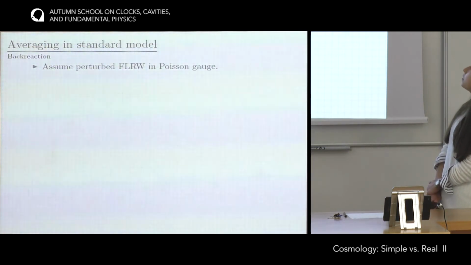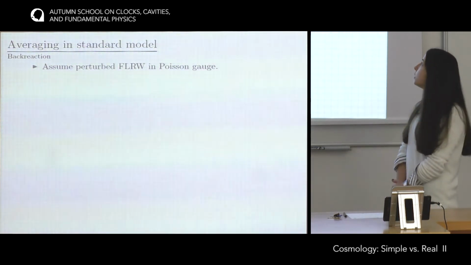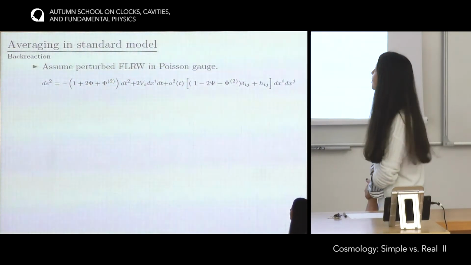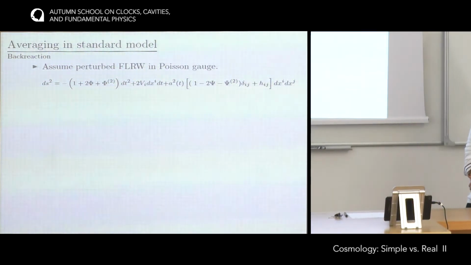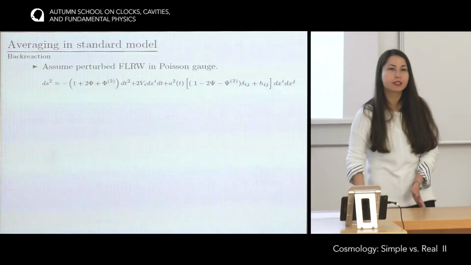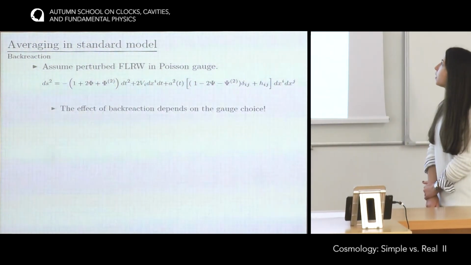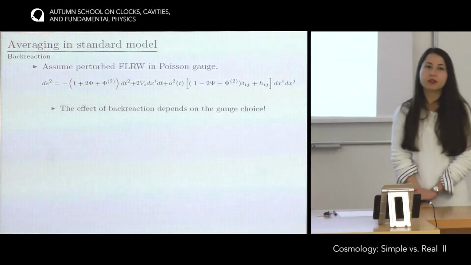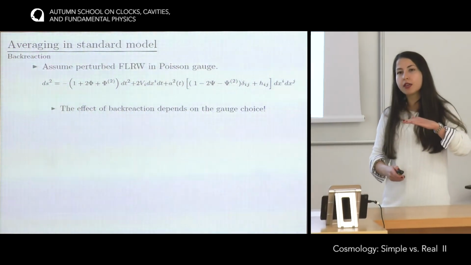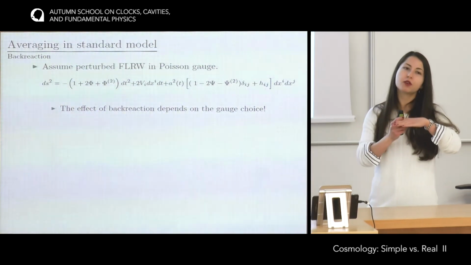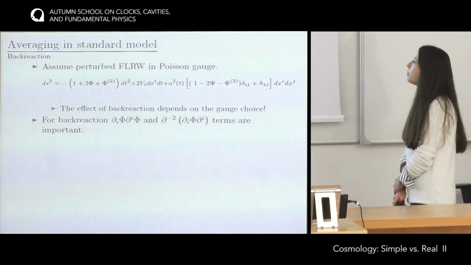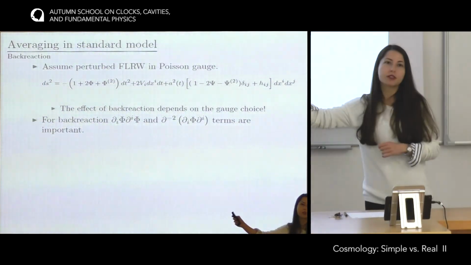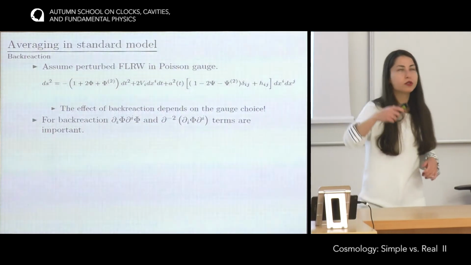Okay. Let's assume a perturbed FLRW in the Poisson gauge, and let's go up to second order this time. There was a question about it, I think, yesterday. So this going up to second order will give you a consistency check here. So the effect of back reaction depends on the gauge choice. This is important. It depends on how you define your background and how you define the perturbations on your background. And back reaction terms are related to the contraction of the partial derivatives of the perturbations you introduce to your system.